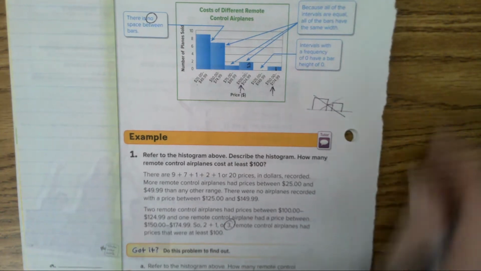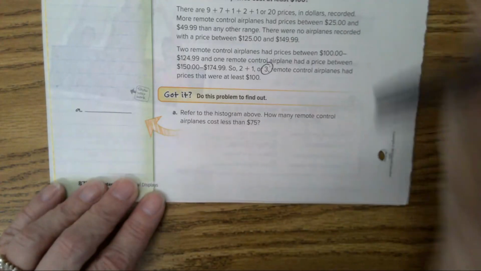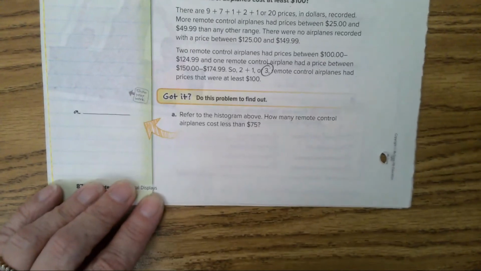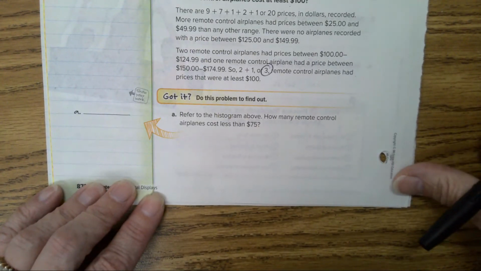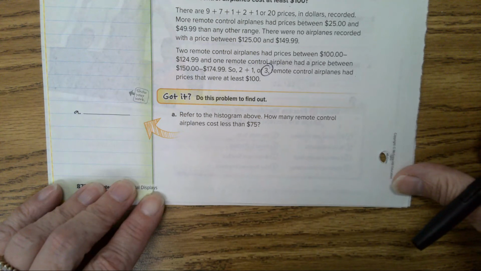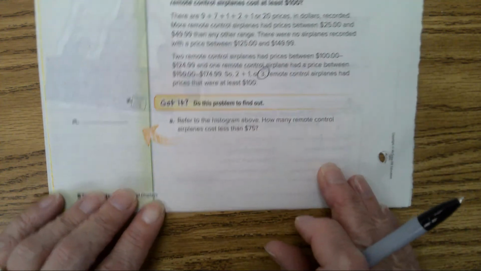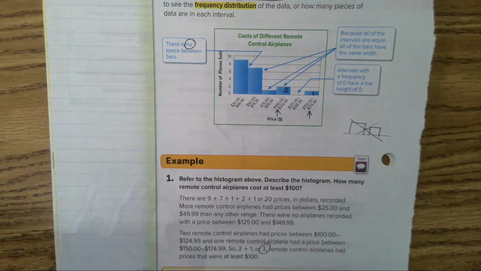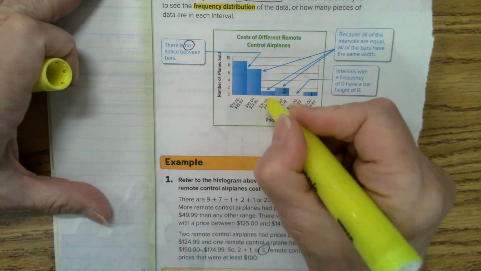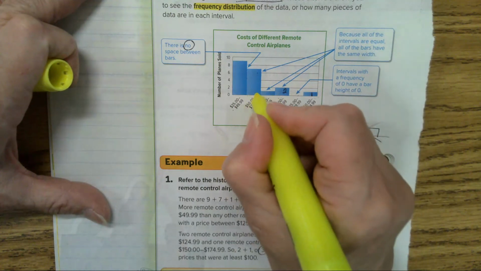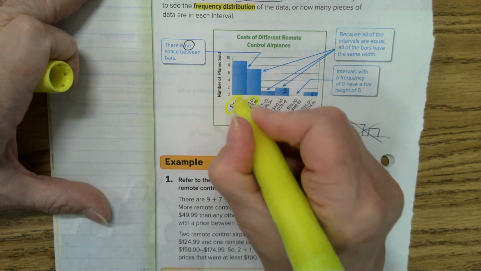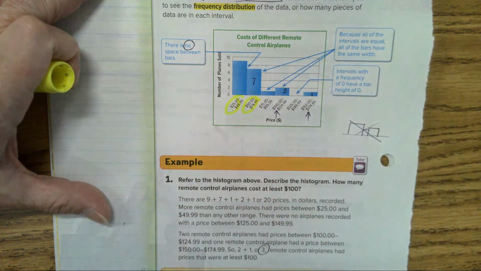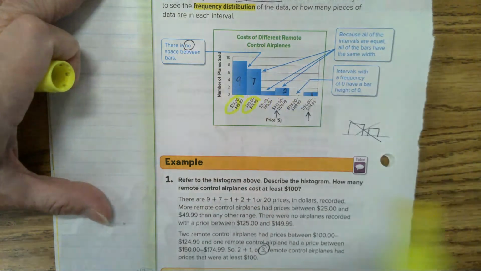Okay, so let's go to letter A. In letter A, it says, refer to the histogram above. How many remote control planes cost less than 75? All right, kids, we find the 75 here. It has to be less than 75. That is 75. So it's going to be this interval and this interval. This interval is 7. This interval is 9. So what's 7 plus 9?